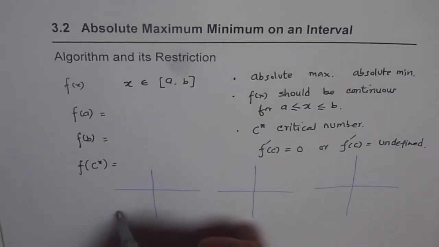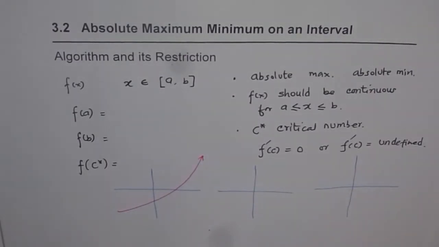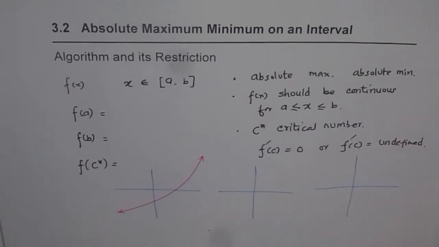Let us say we have a function like this, right? Now that is kind of an exponential growth, right? Now here, if I ask you, do you have any local maximum minimum in this graph? No, you don't. It is always increasing. So there is no point on this function where you could have absolute maximum or minimum, since it goes from minus infinity to plus infinity, and all throughout its domain it increases.